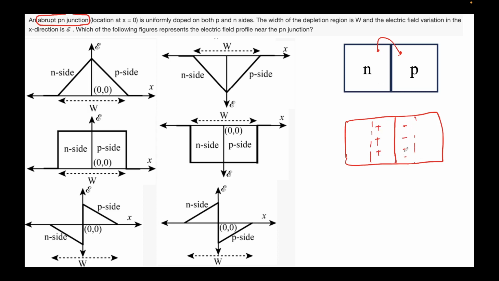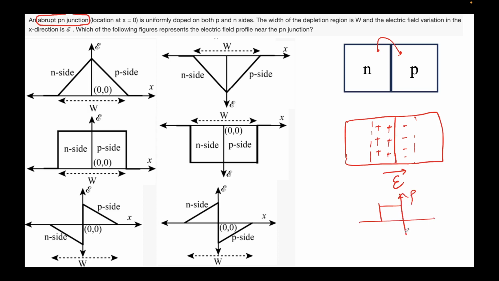So how will the electric field look? The built-in electric field will be in this direction because it's always away from the positive charge, right? So this is how the electric field profile should look in both regions. We know that this is an abrupt junction, as we saw in the depletion approximation. So the electric field should be positive, right? And since it's uniformly doped, the charge profile will look something like this.